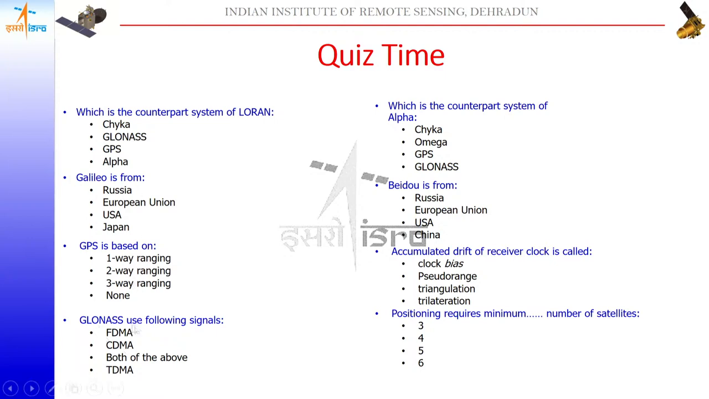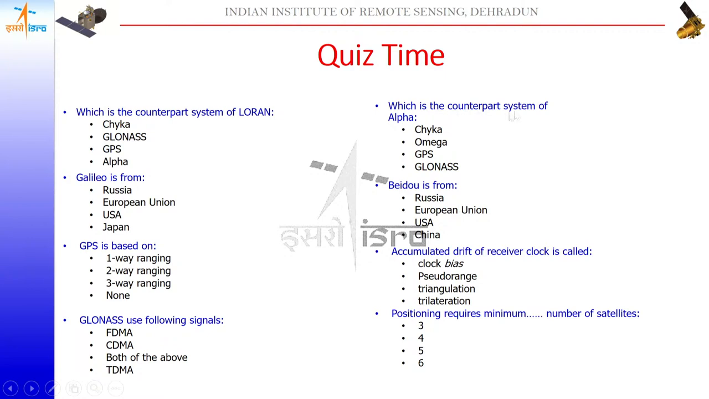Then GLONASS uses the following signal. GLONASS is very different from other satellite navigation constellations. The others use CDMA, but GLONASS uses both FDMA and CDMA. You know what CDMA is? Frequency division multiple access, code division multiple access. You must have seen in your mobile that these types of signals are used.